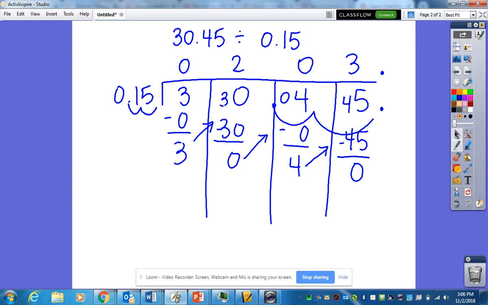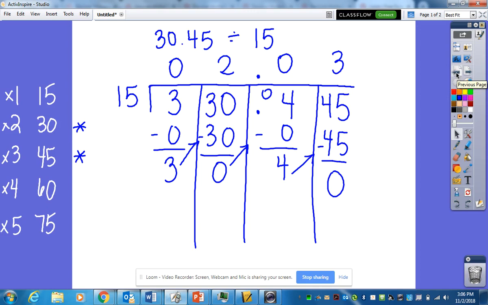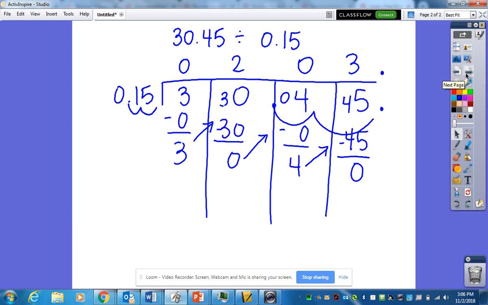You'll notice it's the same digits as the last problem, but because the divisor in the first problem was 15, and the divisor in the second problem was 15 hundredths, the decimal is in a different place.